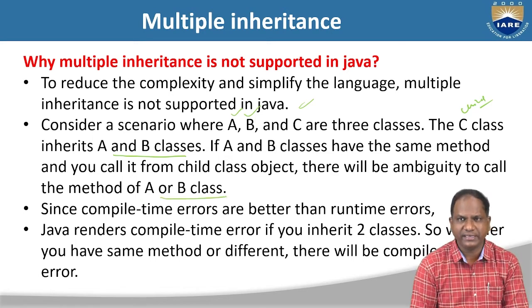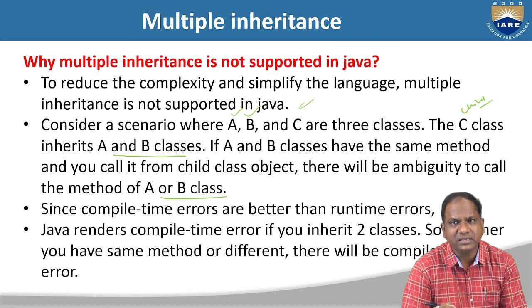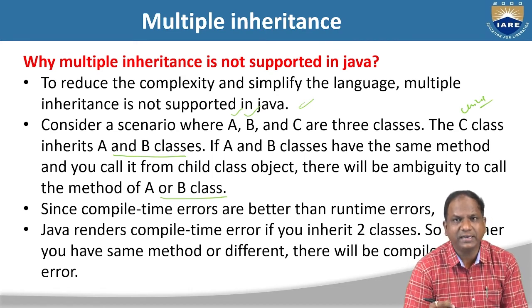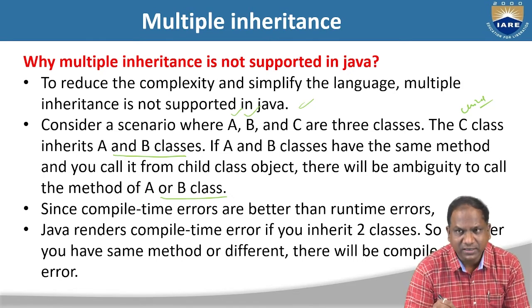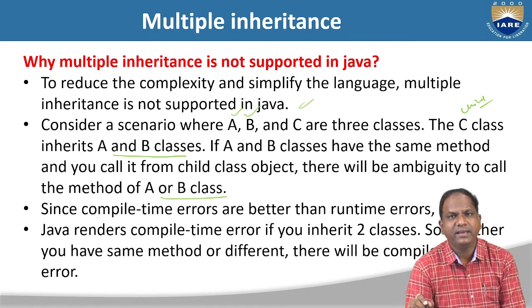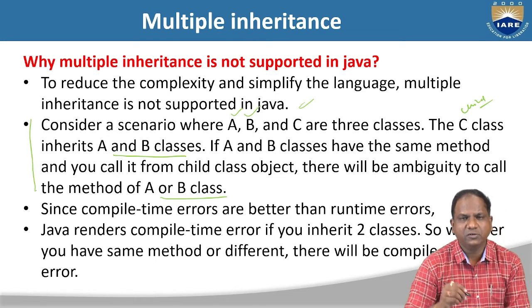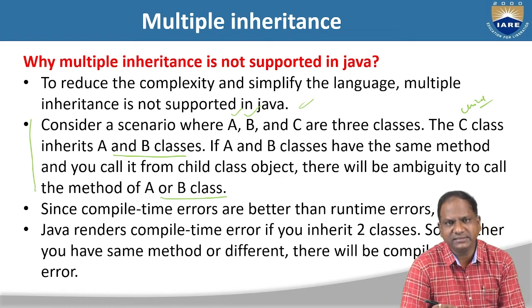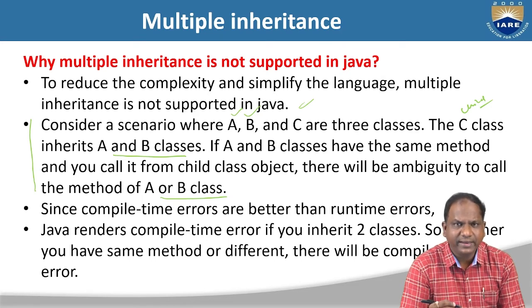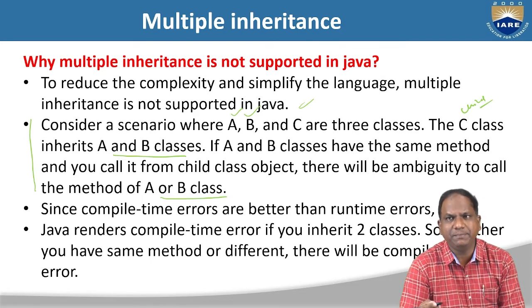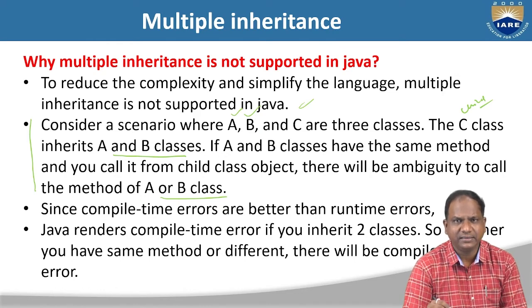So I will show you an example program. Compile time errors are always better than runtime errors. So Java renders compile time errors if you inherit two classes. Whether you have the same method or different methods, there will be a compile time error. What is the point actually? Assume that there are three classes A, B and C. C is inheriting the A and B classes. So if the A class as well as the B class has the same method name.